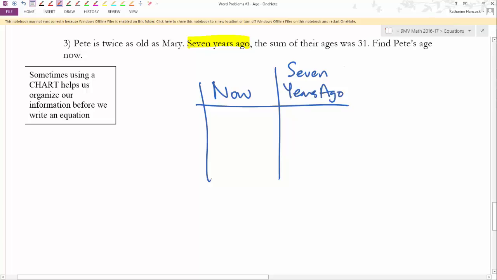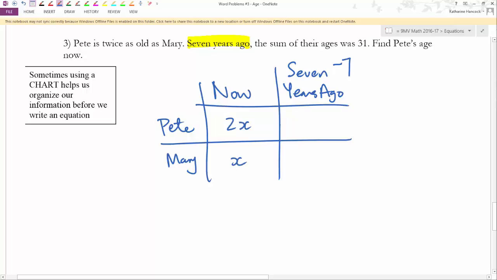And it's in the past, so that means we're going to be minusing 7 from something. Then let's look at who we have. We have Pete. We have Mary. It says Pete is twice as old as Mary, so that means Mary's younger. I'm going to make Mary X. Pete's going to be 2X. 7 years ago, you just take Pete's age now and subtract 7, and Mary's age now and subtract 7.